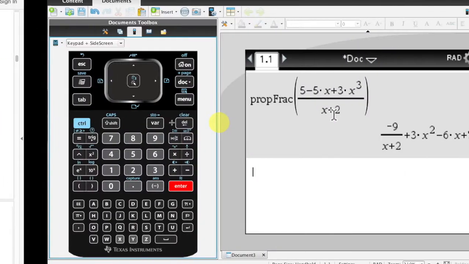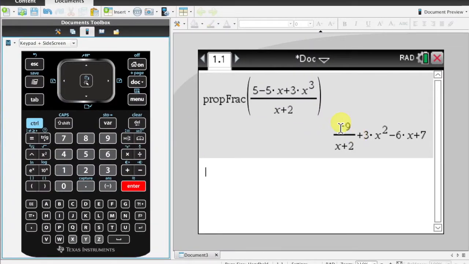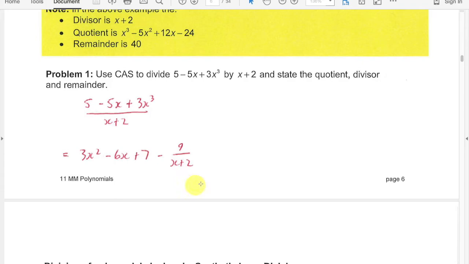Notice that I've got negative 9, I'm adding that to it. I'm putting that fractional part at the very end, and I've just made it a subtraction and a positive 9 on top, but you can see that it's the same thing.